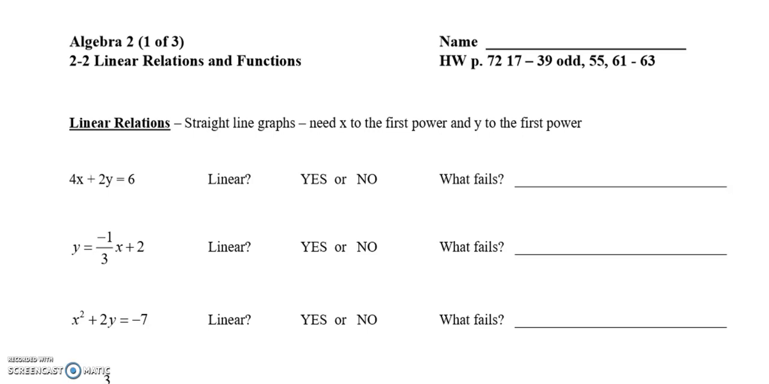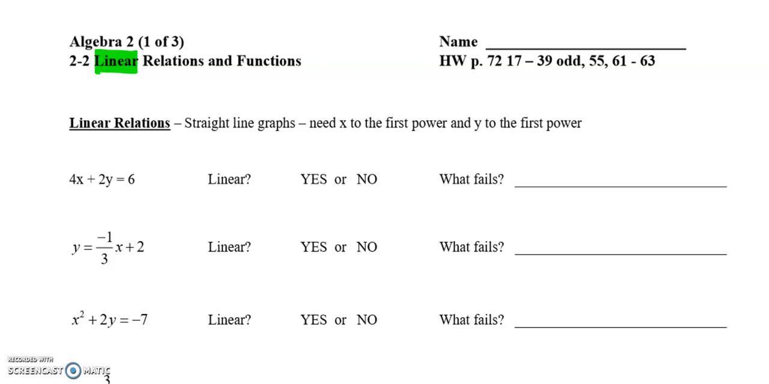Here we go. 2-2 Notes: linear relations and functions. So we talked a little bit about a relation versus a function in section 2.1. Now we're going to be talking about linear relations and functions. Linear meaning lines. So a linear relation is a straight line graph versus a curved line graph.